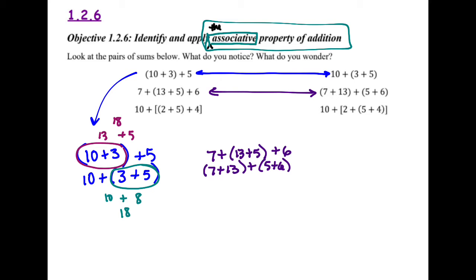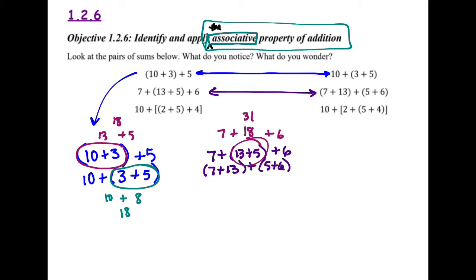So if we do the top problem, we're going to go like we did last time, without erasing things would be good. 13 plus 5 is 18. 7 plus 18 plus 6. That's kind of a mess. So 7 plus 18 is 25. 25 plus 6 is 31.